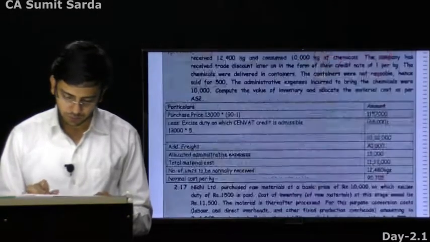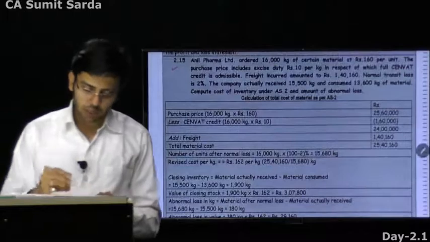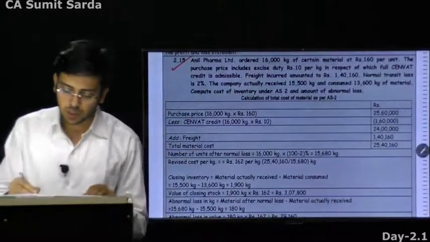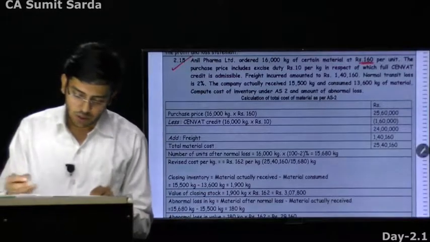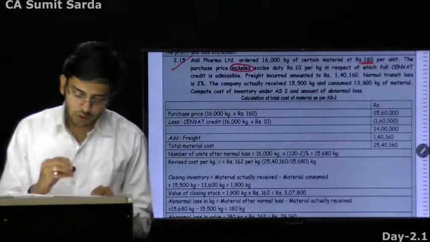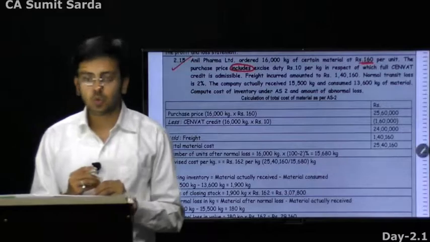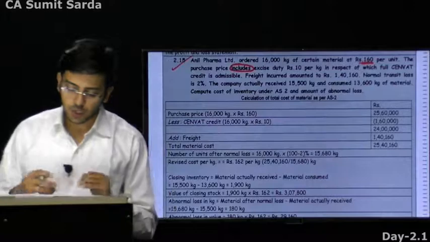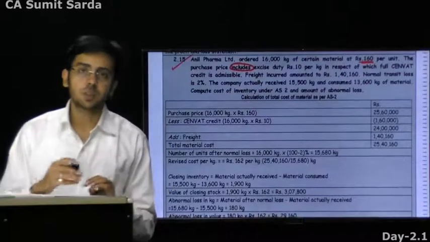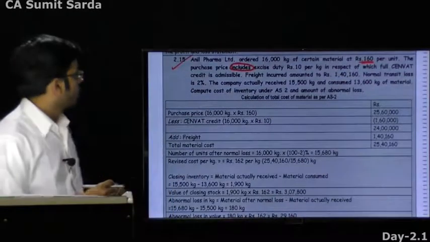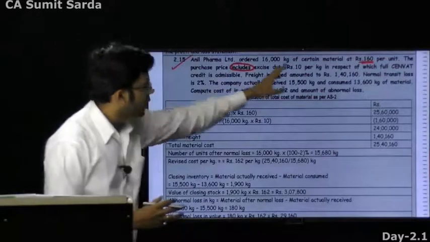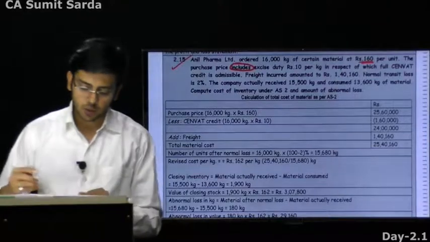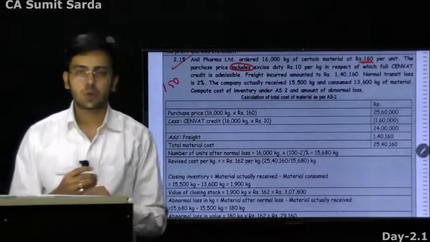So we'll move ahead. Look at the next question. Anil Pharma Limited ordered 16,000 kgs of material at 160 per unit. Purchase price includes, remember the words that are being used, it can be includes, it can be excludes, 10 rupees per kg for which SENVAT credit is admissible. Whenever SENVAT credit is admissible, we don't include it in the cost of the inventory, right? So I'll show my inventory at 150 instead of 160.